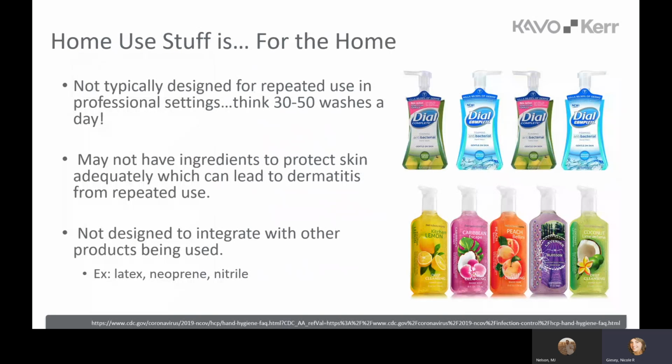So like we said, at home, these are the typical products that you could buy, and it's perfectly fine at home. But you really don't want to use these inside the office. They don't usually have emollients, which protect the skin, and they may not be designed to integrate properly with your gloves. So they actually might break down the gloves, and you definitely don't want to do that because that's part of your PPE that's protecting your hands underneath.